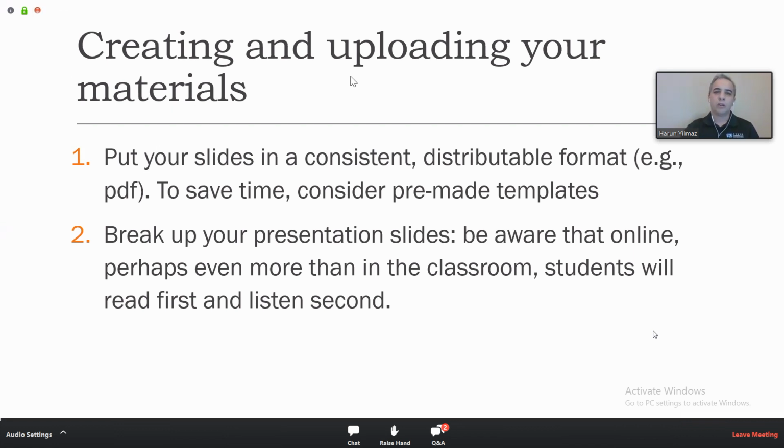When you are creating and uploading your materials, put your slides in a consistent and distributable format, and it is going to be easier for your students to understand. If you have a specific format you are using for your classroom, it's going to be easier for your students to understand, okay, your content. And also you need to break up your presentation slides. Be aware that online, perhaps even more than in the classroom, students will read first and listen second, okay? So you need to consider that kind of student approach when you create your presentation slides.